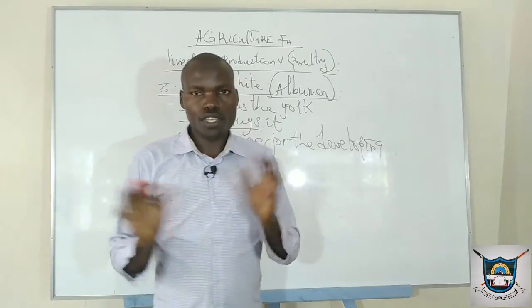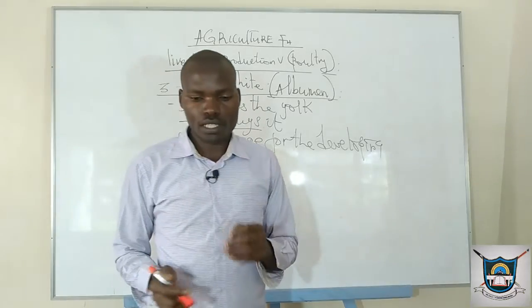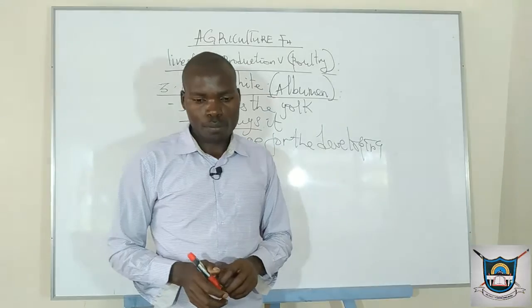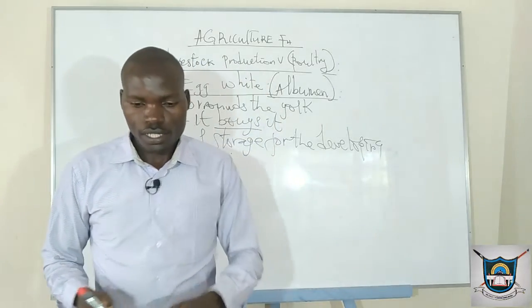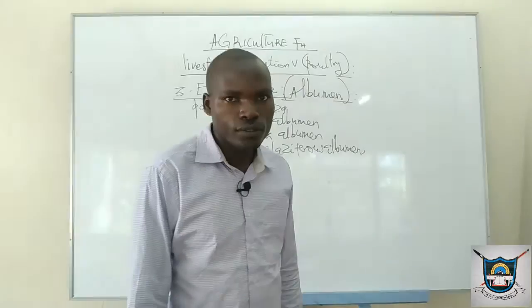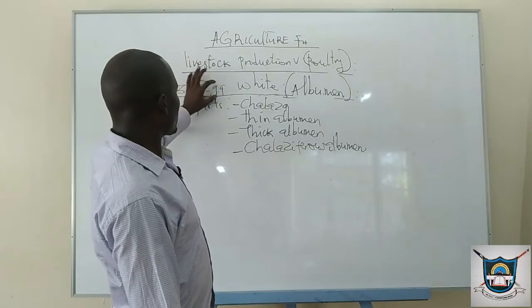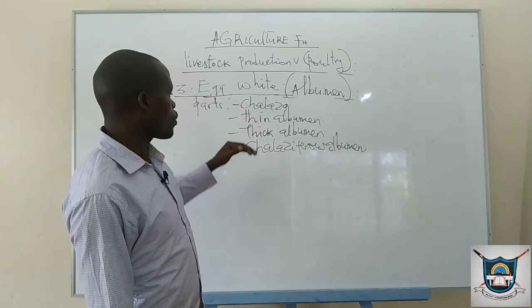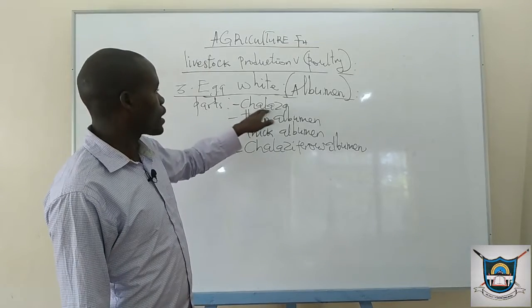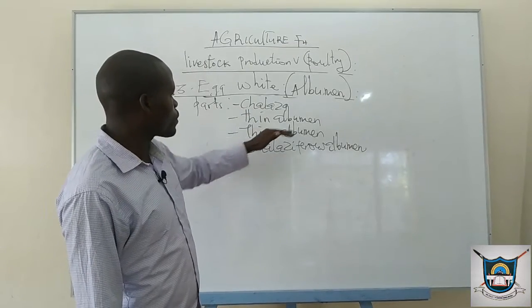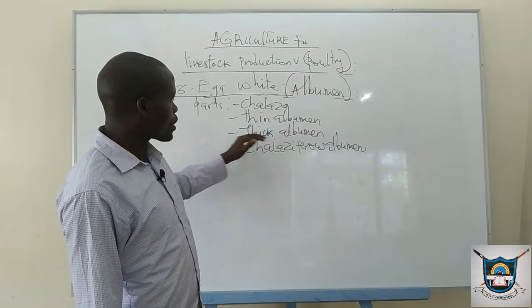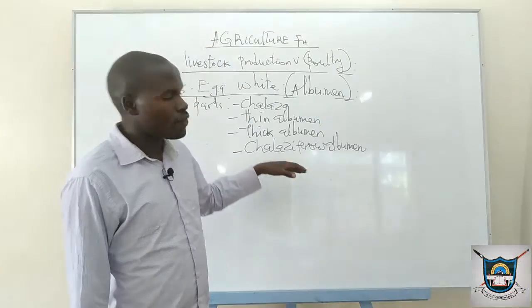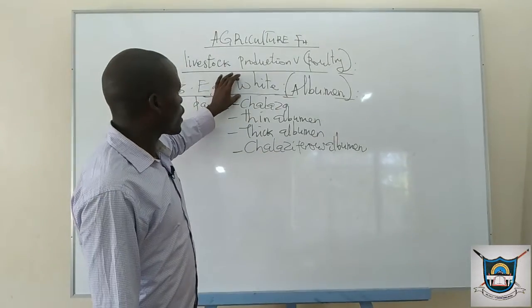Then the egg white itself is divided into four major parts as indicated here. The first part is the chalaza. The second is the thin albumen, the third is the thick albumen, and lastly we have the chalaziferous albumen. These are the four major parts which make the egg white.